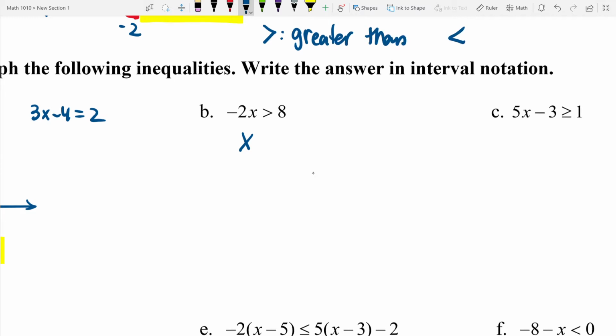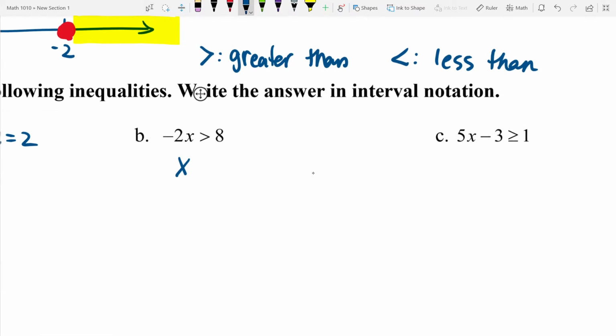If it points this way, that means less than. We have to be able to communicate. So this is a greater than right here. So what do I put right here? Talk to me. Less than. Why'd we switch it? Divided by a negative. 8 divided by negative 2 is negative 4.